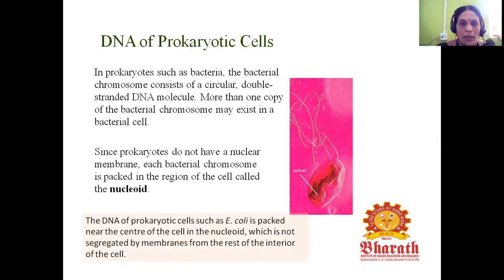Then, the DNA of prokaryotic cells. In prokaryotes such as bacteria, the bacterial chromosome consists of a circular double-stranded DNA molecule. More than one copy of the bacterial chromosome may exist in a bacterial cell. Since prokaryotes do not have a nuclear membrane, each bacterial chromosome is packed in a region of the cell called the nucleoid. The DNA of a prokaryotic cell, such as E. coli, is packed near the center of the cell in the nucleoid, which is not segregated by a membrane from the rest of the interior of the cell.